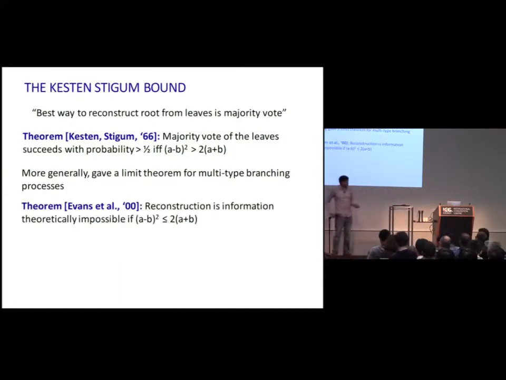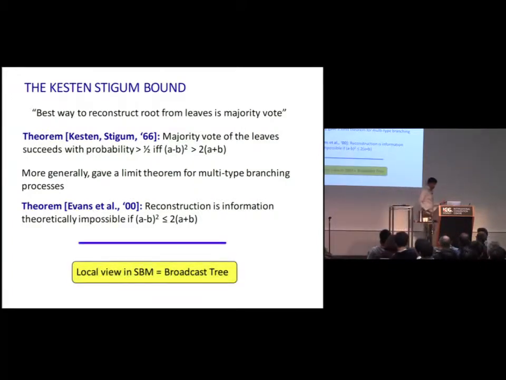It actually took quite a few more years after that to prove that not only do these simple decision rules that take majority or plurality fail, but in fact the problem is just fundamentally impossible. It's a beautiful work of Evans et al. They showed that whenever (A minus B) squared is less than or equal to 2(A plus B), the problem is information theoretically impossible to solve with better than 50-50 guessing. It was based on some information theoretic arguments about the mutual information between the leaves and the root node, which I won't get into.